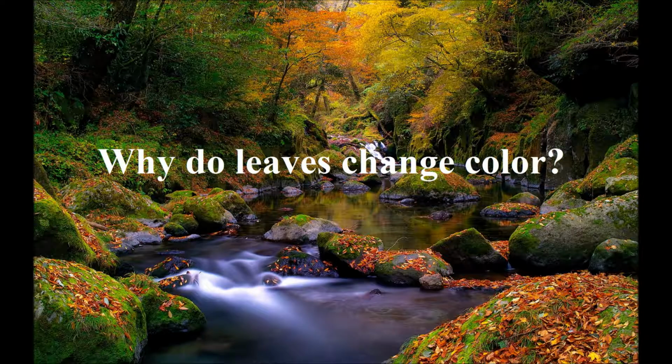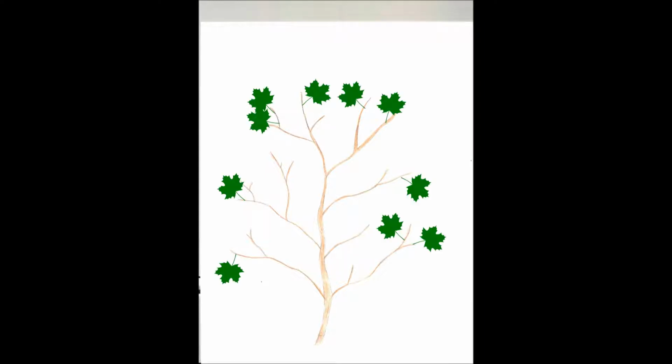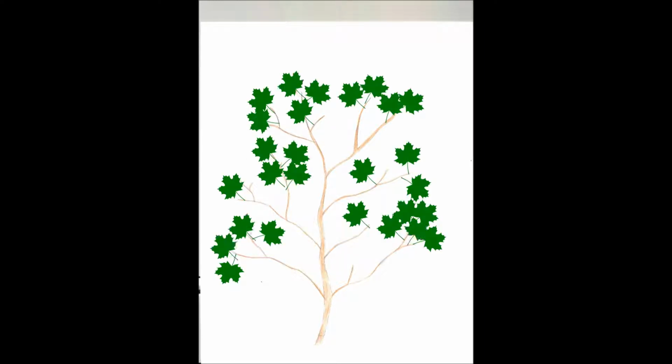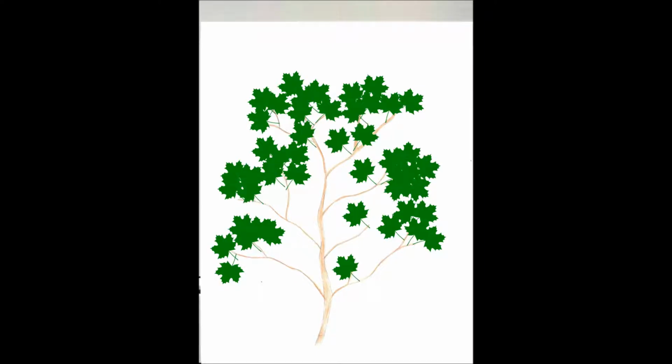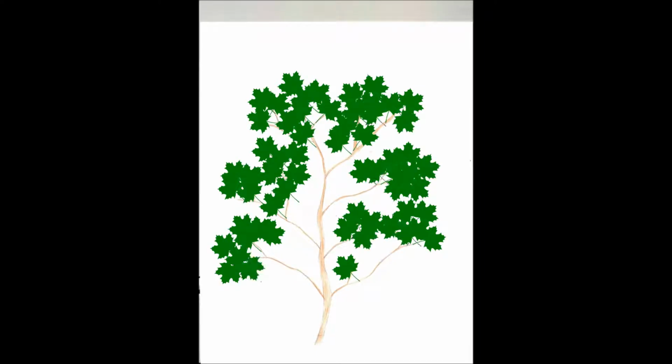Why do leaves change color? In January, some trees have this sort of appearance, where they are bare with no leaves. As the growing season begins, leaves slowly begin to grow, and as time progresses, they eventually cover the whole tree.